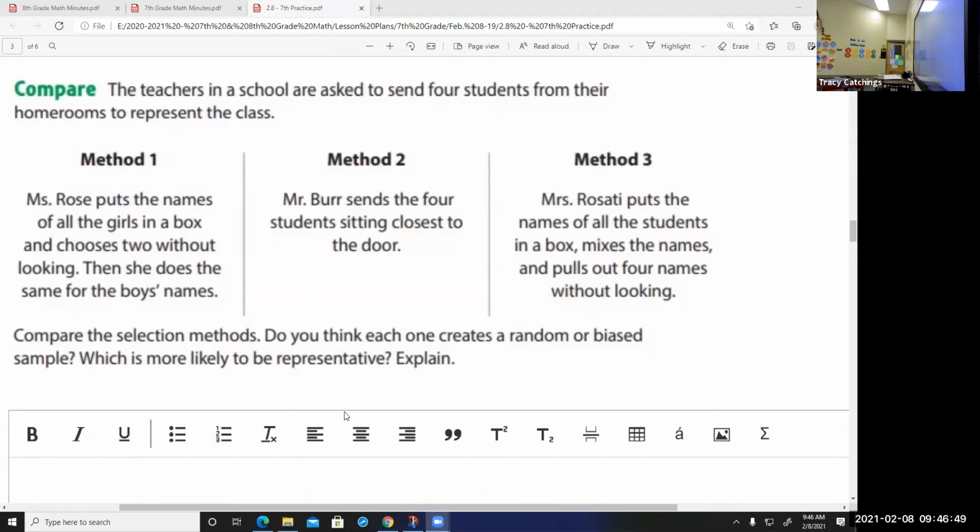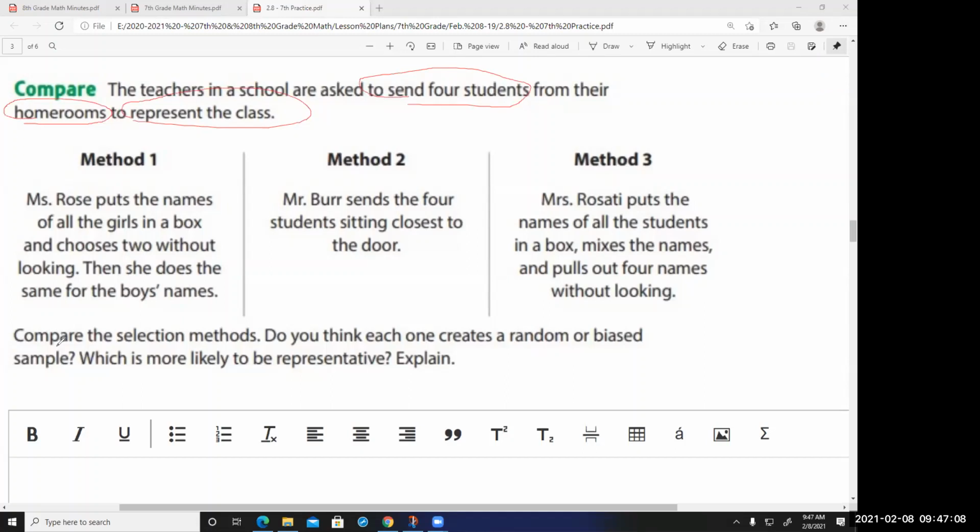All right, now we're going to compare a few sections. It says the teachers in the school are asked to send 4 students from their homerooms to represent the class. Look at what they said. Sending 4 students from their homerooms to represent the class. All right, somebody read method 1 to us. Mrs. Rose put the names of all the girls in a box and chooses 2 without looking. Then she does the same for the boys' names.